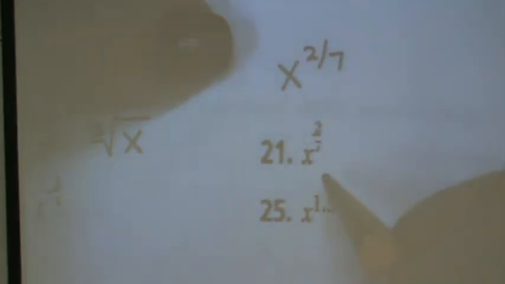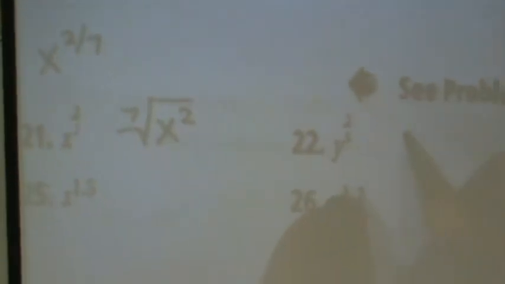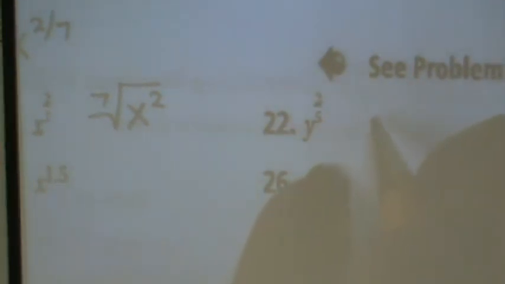What is this one? Cube root of x. Is that a 2 or a 7? I think it's a 2. It looks like x to the 2/7 power. So it'd be the 7th root of x squared. And the next one is, I think, 2/5. What would you write? 5th root of y squared.